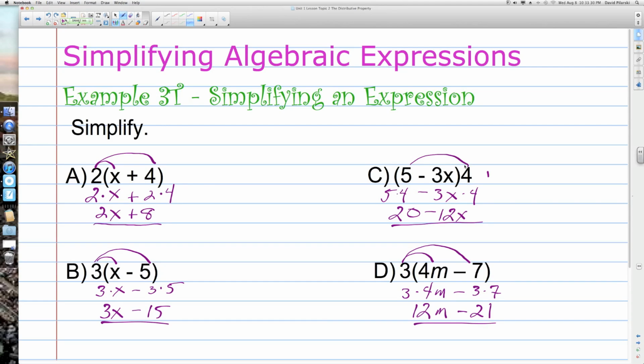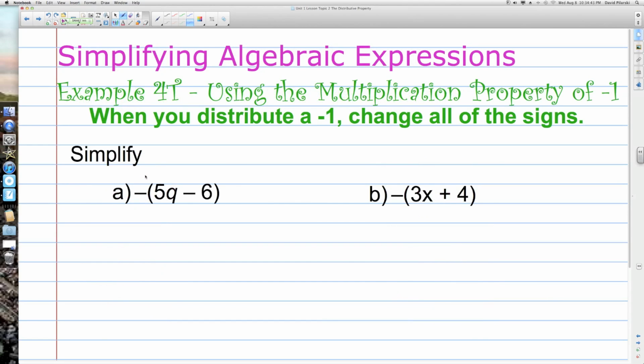I suggest to you that until you stop missing the second distribution, use these little arrows to help you out. So I do this one, write it down, and then I do this one and write it down, and then do the multiplication. This might not even be a step that you need to do eventually when you really get good at it. We're continuing to simplify algebraic expressions with the distributive property.